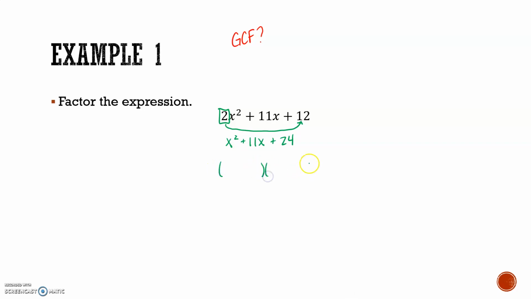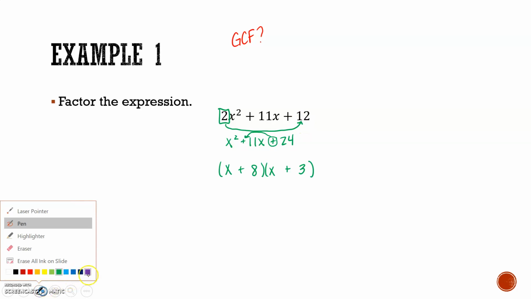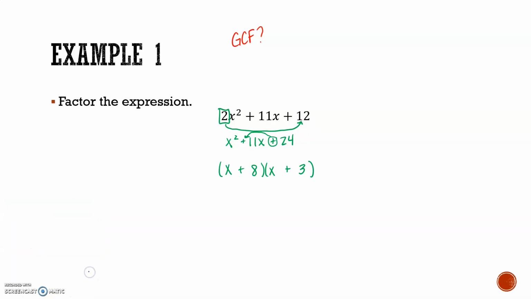We're going to put 2 sets of parentheses and split up our x's. We need 2 numbers that multiply to 24 and add to 11. So that would be 8 and 3. And then this sign right here is a plus, so that means that they're both going to be positives. So I get plus and plus. Now here's the downside of this method. I have to remember that because I multiplied by 2 at the beginning, I have to now undo that. I can't just leave it x plus 8 and x plus 3. So I'm going to go back and divide by what I multiplied by at the beginning.